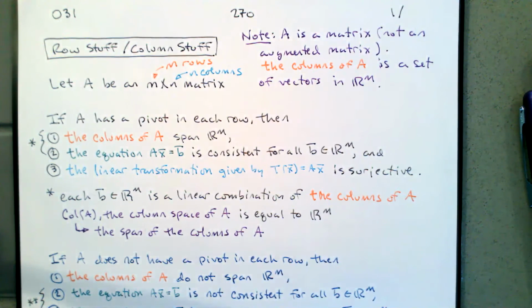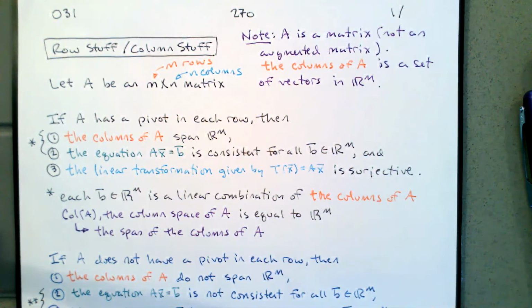The main thing that we want to look at when we're looking at a matrix is where the pivots are. And we want to look at what pivots in each row or pivots in each column tells us about things that are associated with this matrix. In particular, we're talking about the matrix A. That's the thing that will have the pivots. It's the matrix that has the pivots.